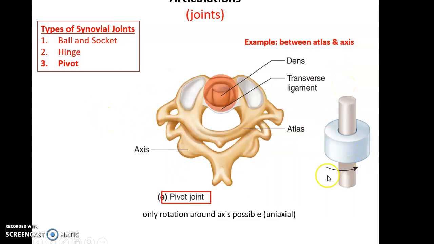A pivot joint. A pivot joint is where one bone pivots or moves around a second bone. So one of them is the axis, the other is moving around the axis. It's uniaxial rotational movement. An example of this is the joint between the atlas, the first vertebra, and the axis. Axis is the axis for the atlas.